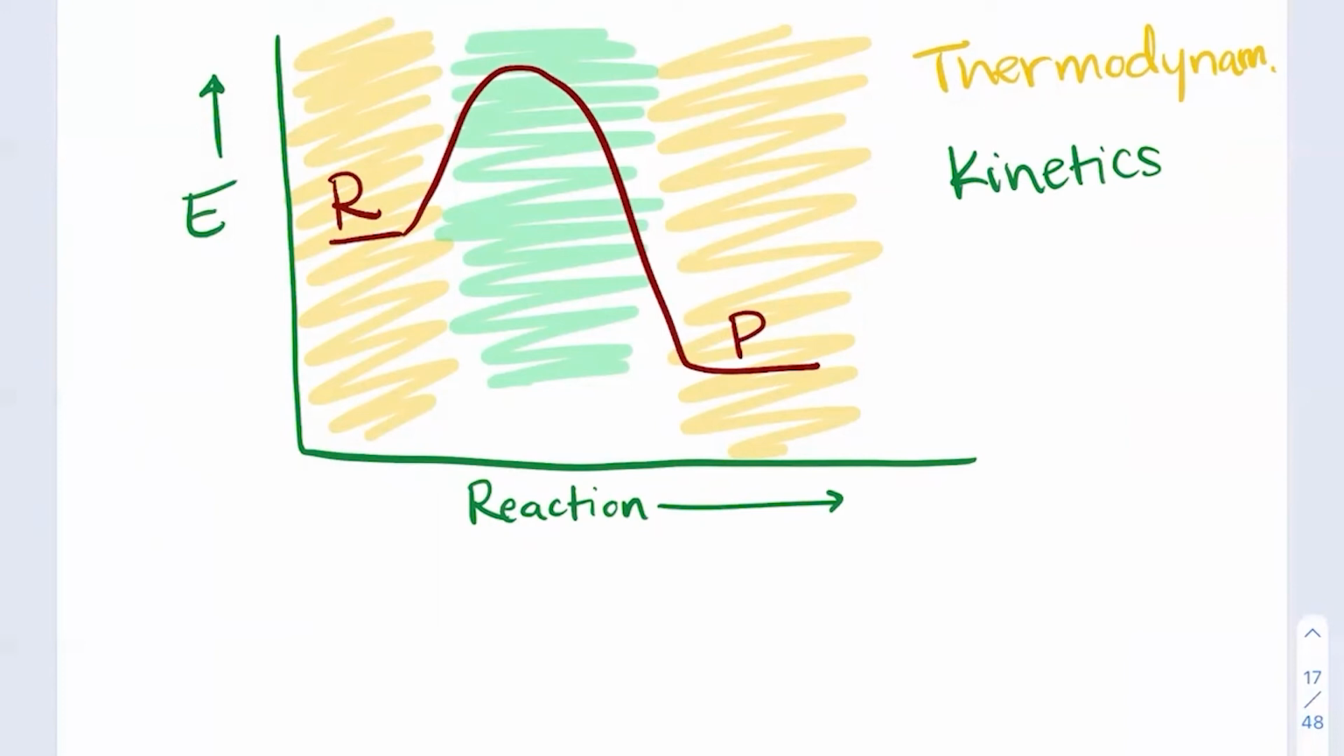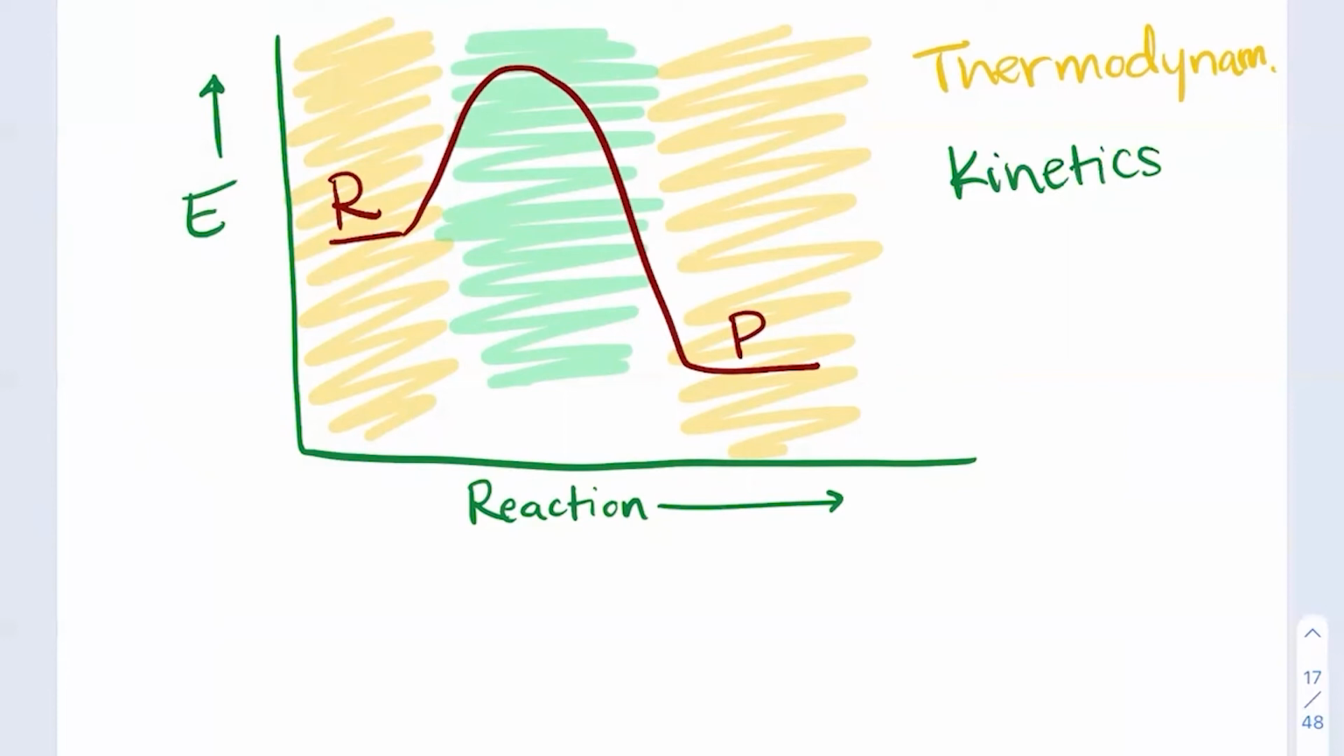It's spontaneous. So it could be something like a combustion reaction, which is very, very fast, very exothermic, very, very exergonic, happens very fast. Or it could be something like diamonds going to graphite. Everybody's diamond ring is going to eventually turn into a pencil. But it takes millions and millions of years for that spontaneous reaction to take place.